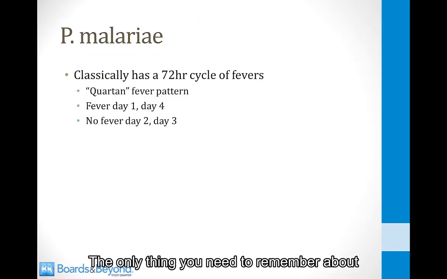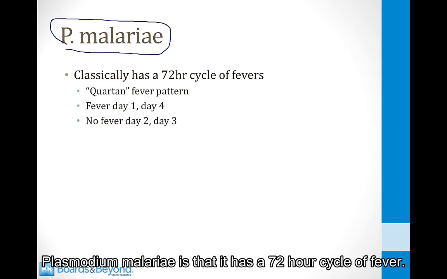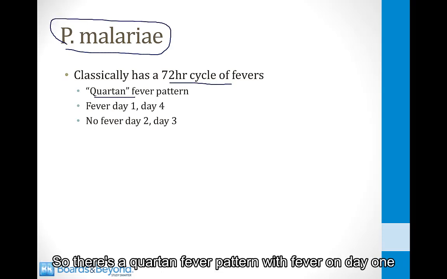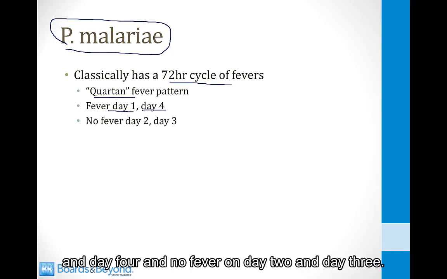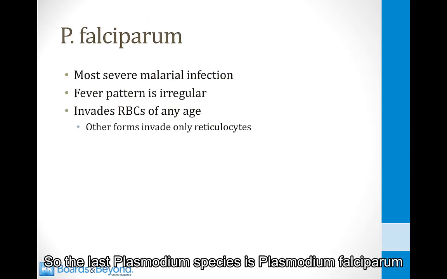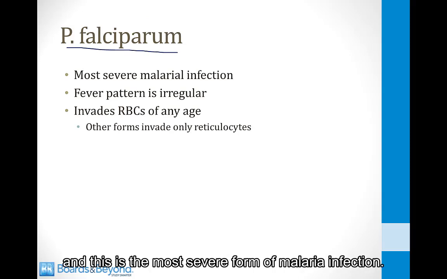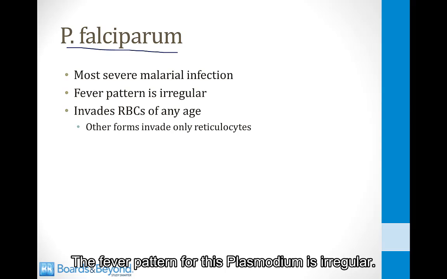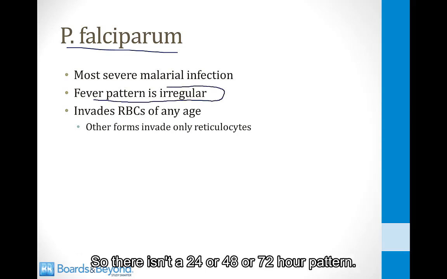The only thing you need to remember about Plasmodium malariae is that it has a 72-hour cycle of fever. So there's a quartan fever pattern with fever on day 1 and day 4 and no fever on day 2 and day 3. So the last Plasmodium species is Plasmodium falciparum, and this is the most severe form of malaria infection. The fever pattern for this Plasmodium is irregular, so there isn't a 24 or 48 or 72-hour pattern.